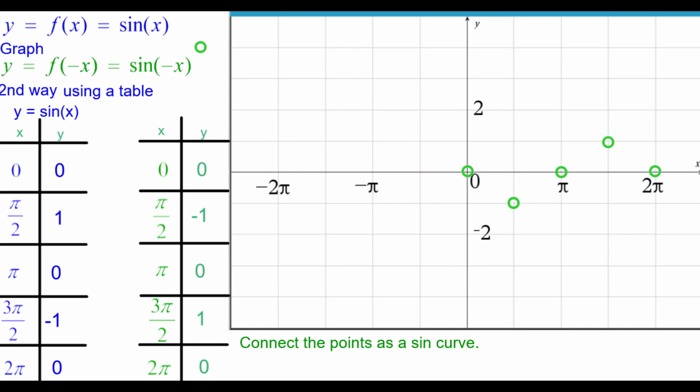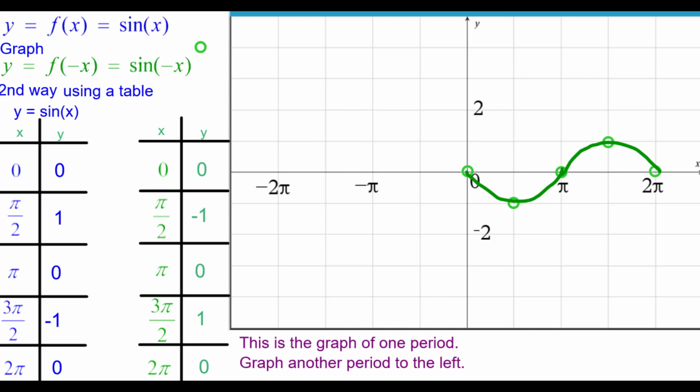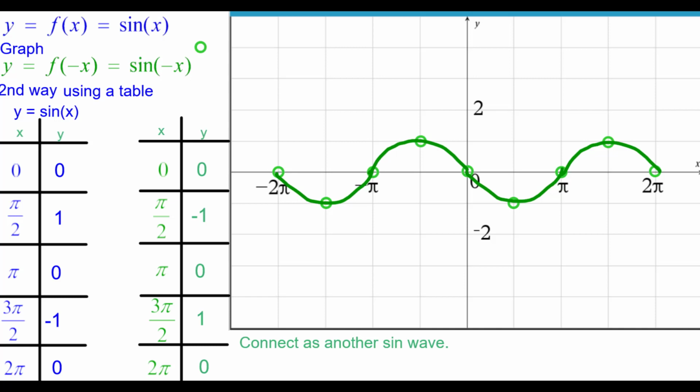We'll join the points as a sine curve. It will be a smile and then a frown. That's one graph of the period. Let's graph another to the left by going back a period, 2 pi, from each point, especially the points of interest. And again, we get a concave up followed by a concave down. Just the inverse of what we did for the sine function, kind of the reverse of that.